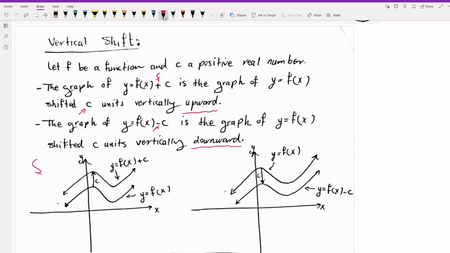So what we have on this part is y equal to f of x plus c. The one on this part is y equal to f of x, and we shifted this c units vertically upward because of having addition. And on the right side, this is y equal to f of x, and what we have is y equal to f of x minus c. Because of having minus c, we have to shift f of x c units vertically downward.